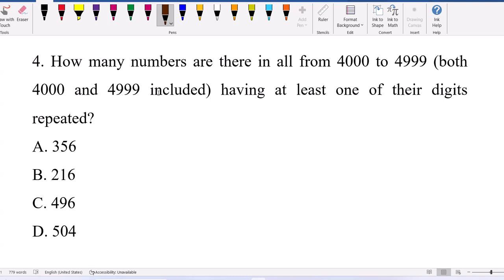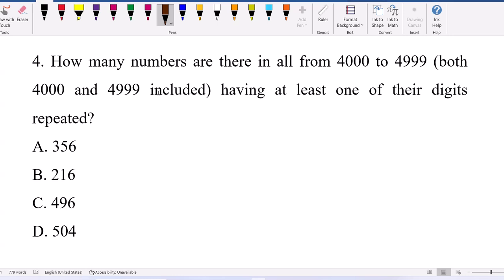How many numbers are there in all from 4000 to 4999, including 4000 and 4999, having at least one of the digits repeated? It can be one digit repeat, two digits repeat. Three digits you cannot repeat actually, because if three digits repeat, it becomes a 6-digit number. So 1 digit should repeat or 2 digits should repeat.